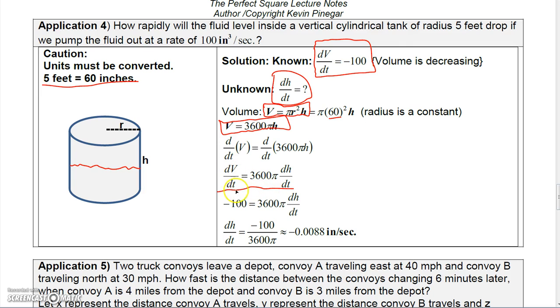Now, all I have to do is plug in my known. There's only one known value to plug in, and that's the change in the volume with respect to time, and that's negative 100. Then I take that negative 100, divide by 3600 pi, and it will give me the change in height with respect to t. I put it in the calculator, and I got negative 0.0088 inches per second. Which makes sense that it would be negative, because if the liquid is draining, then the height of the fluid would be decreasing.